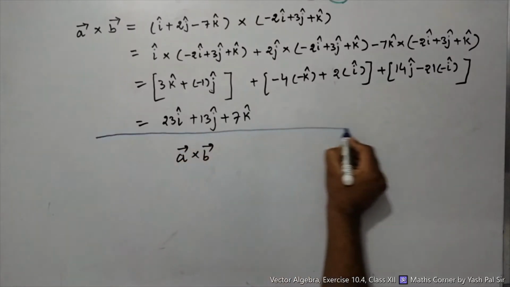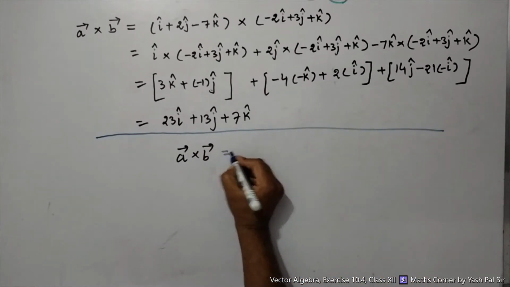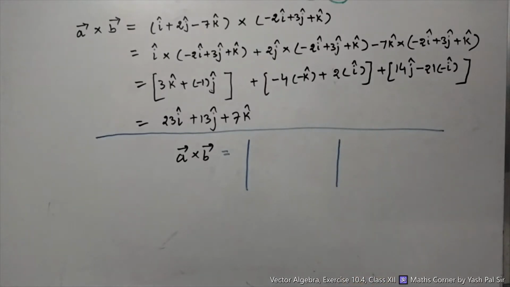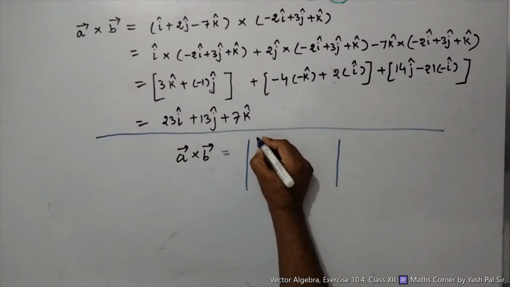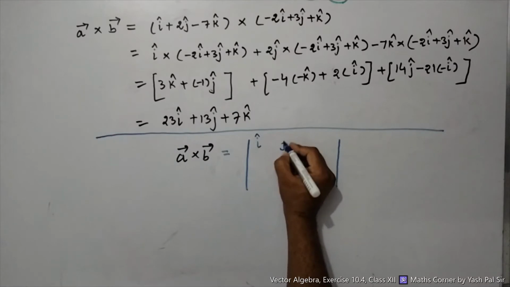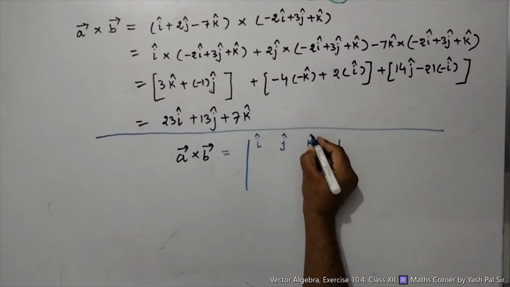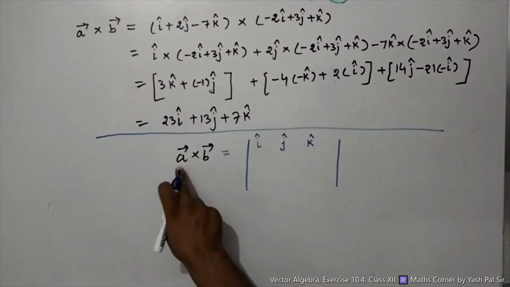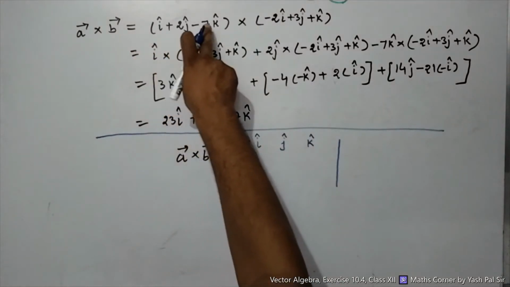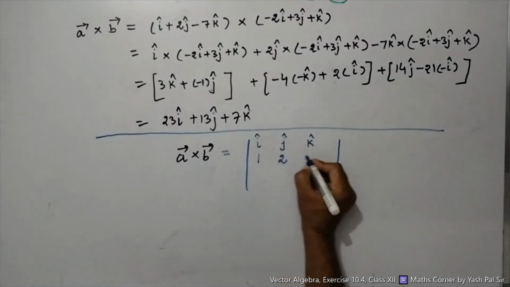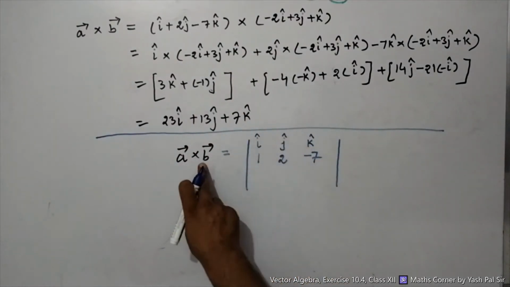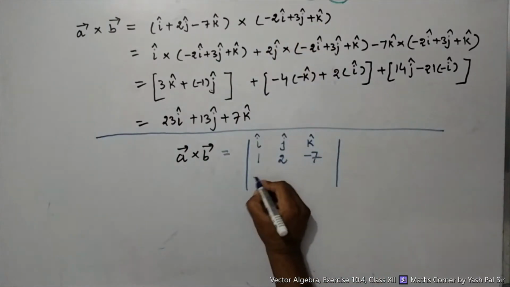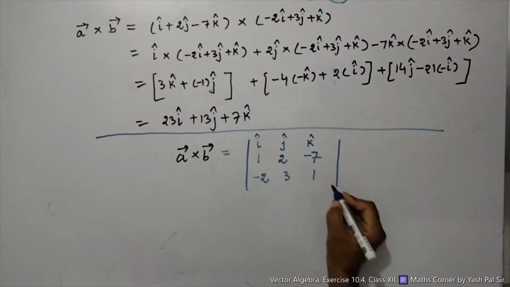This is the second method. A cross B, first of all we put the determinant sign. Here we write I cap, j cap, k cap. The corresponding coefficients of vector A are 1, 2, minus 7. After that the components of B are minus 2, 3, 1.